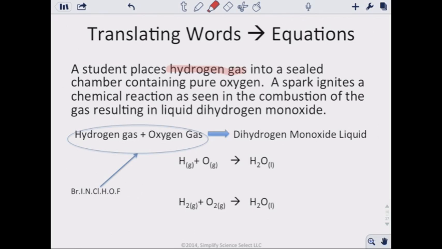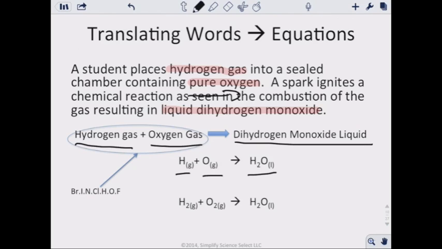We have hydrogen gas, pure oxygen. A spark ignites a chemical reaction as seen in the combustion of the gas, resulting in liquid dihydrogen monoxide. So we can see all that really means is just an arrow. And there's our pieces: hydrogen gas, oxygen gas, liquid dihydrogen monoxide. And then what we do is we just take those words and write the symbols. Hydrogen, oxygen, dihydrogen monoxide.